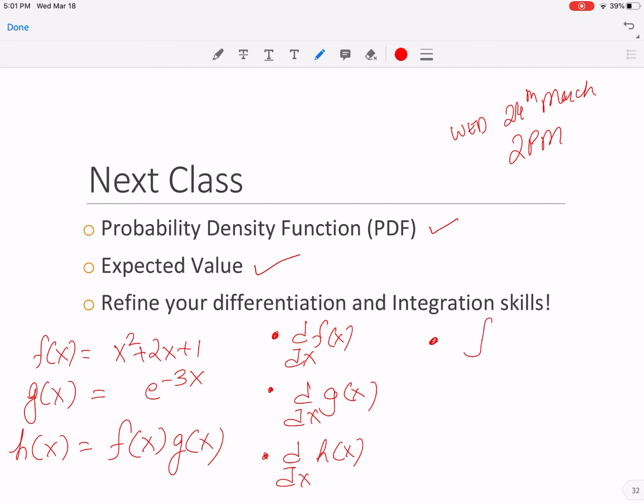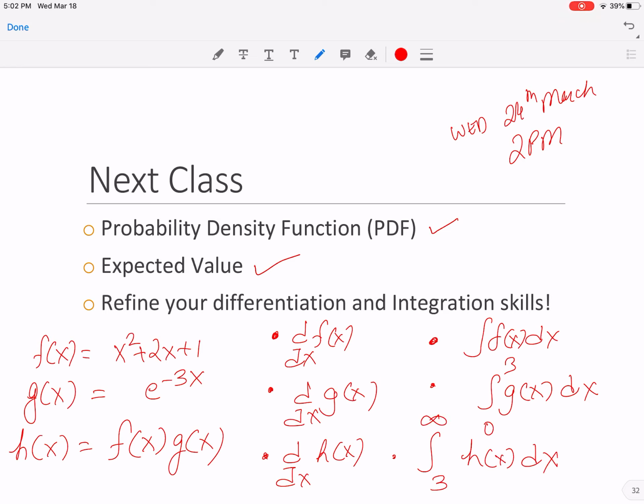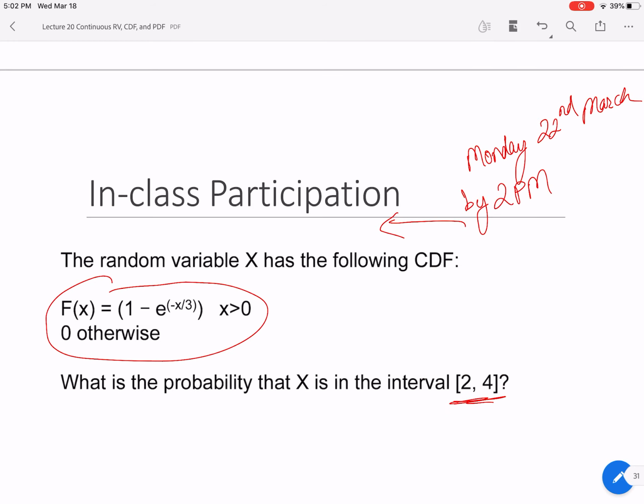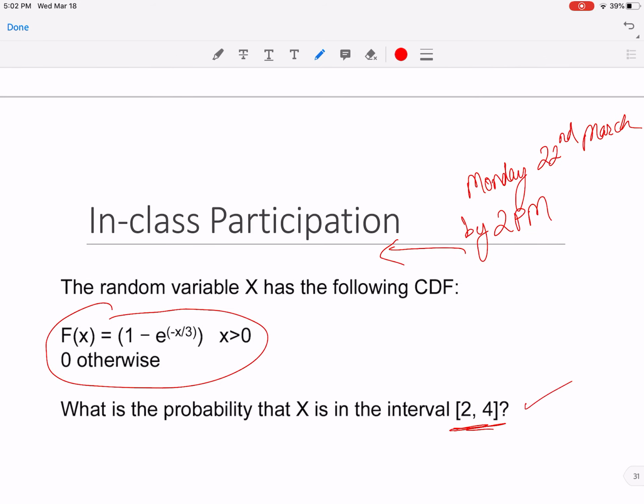Give me an indefinite integral of f(x) dx. Give me a definite integral of g(x) dx, and the limits are from 0 to 3. And also give me a definite integral of h(x) dx, and the limits are from 3 to infinity. So these are the 6 problems that you will have to solve for Wednesday, 24th March's in-class participation problem. For Monday's class, you are going to give me the solution for this question right here.